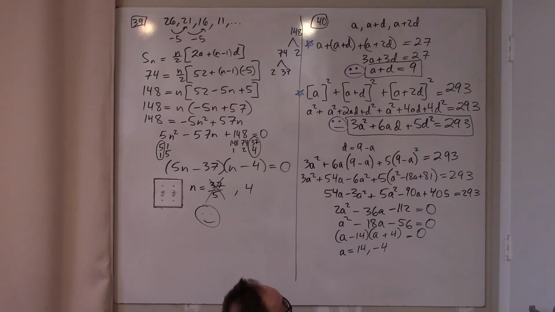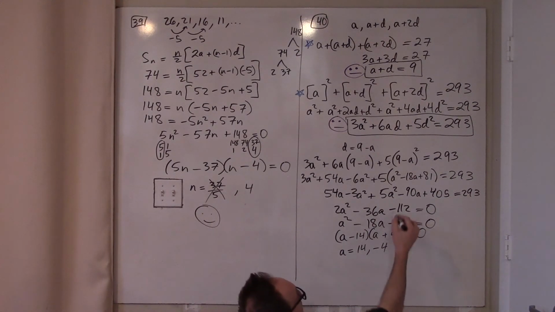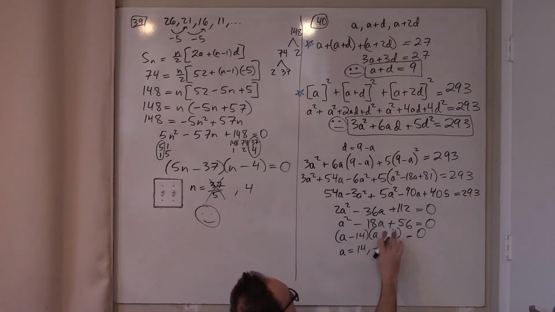And, yeah, it just can't be negative 4. No. Oh my gosh, I made another mistake. This should be positive 112 and positive 56. So these are both negative. And so seemingly I have two different answers to this problem, 14 or 4.